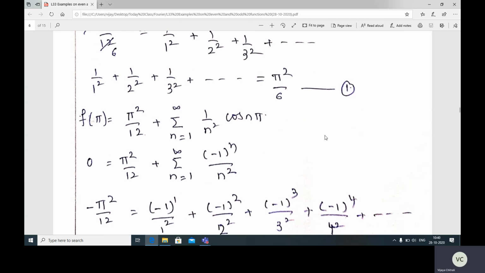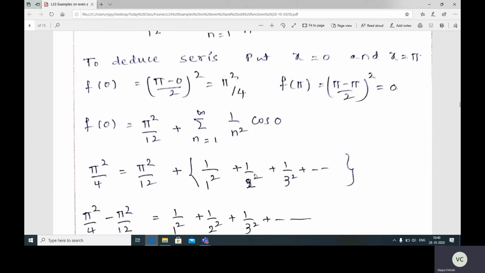And now substitute x is equal to pi in f of x. So f of pi is equal to pi square by 12 plus summation n is equal to 1 to infinity 1 upon n square, right, cos n pi, because x is replaced by pi. So pi square by 12 plus summation of n is equal to 1 to infinity, cos n pi is minus 1 raised to n, divided by n square.